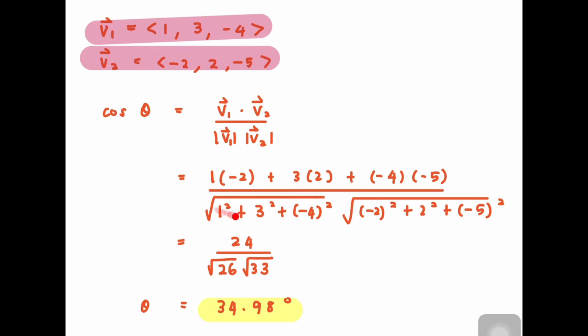So solve all of this by using calculator. You will get this value here. So this is for cos theta. So in order to get theta, let's use inverse cos of this value. Therefore, your theta is 34.98 degree.